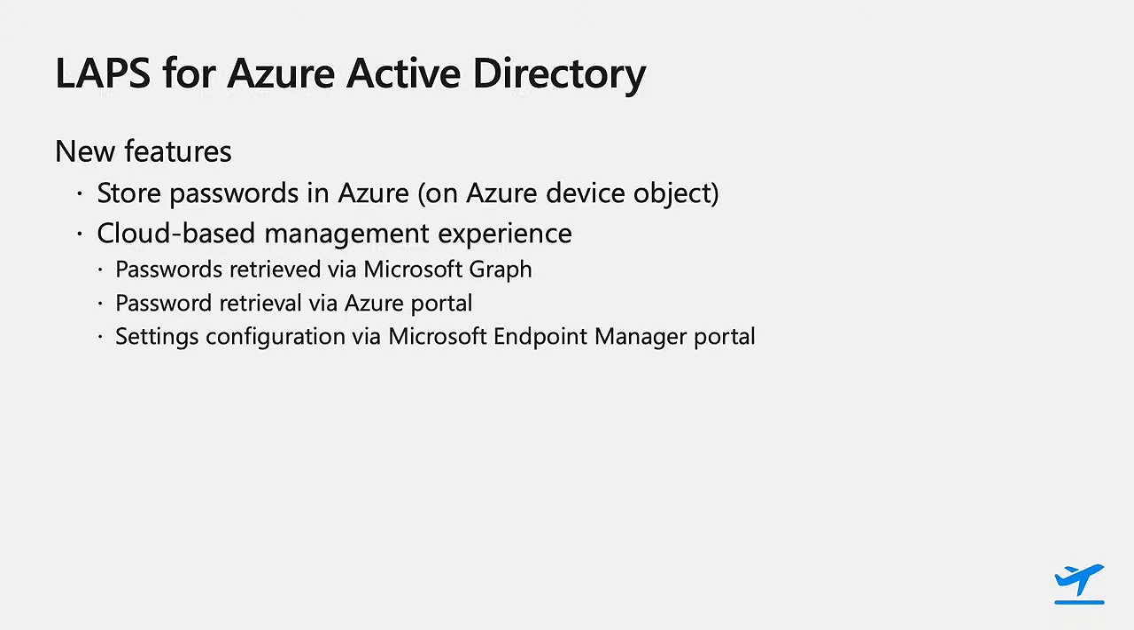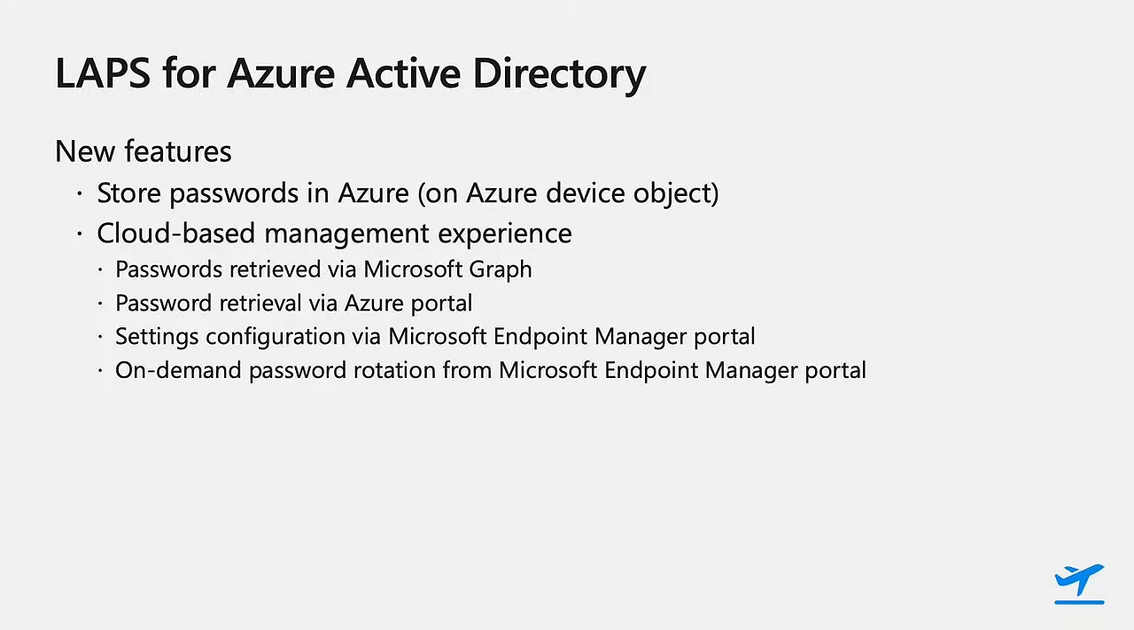As I mentioned, you'll be able to manage all of the LAPS policy settings via the Microsoft Endpoint Manager portal as well. And one of my personal favorites, this is really cool: if you're managing a device's LAPS settings from the cloud, you will have the ability to do an on-demand password rotation on a device from the MEM portal. All of this does also work for hybrid devices. So if you have devices that are joined to both Azure Active Directory and on-premise Active Directory, this scenario will work. You can configure those hybrid devices to back up their passwords to Azure. That will work just fine.